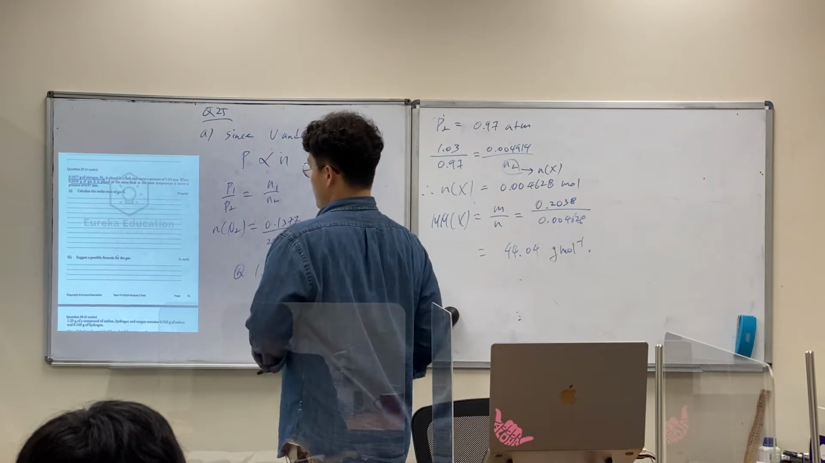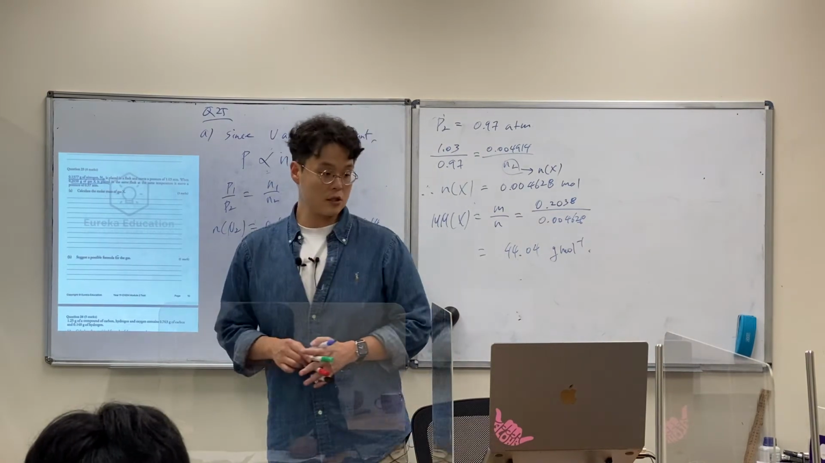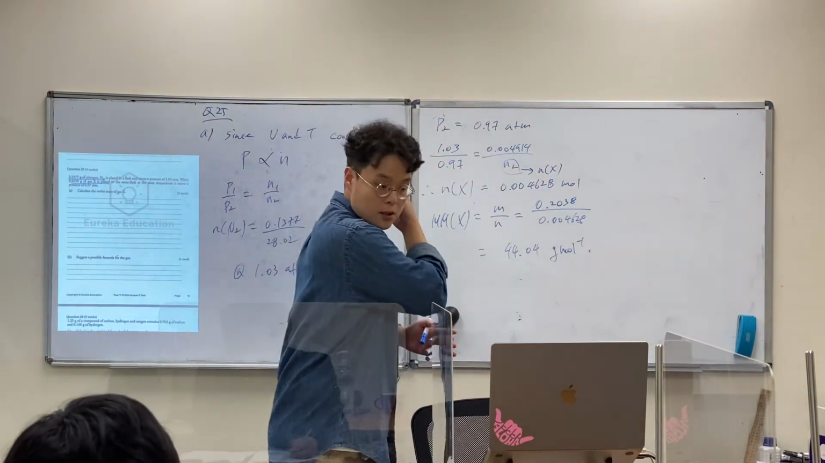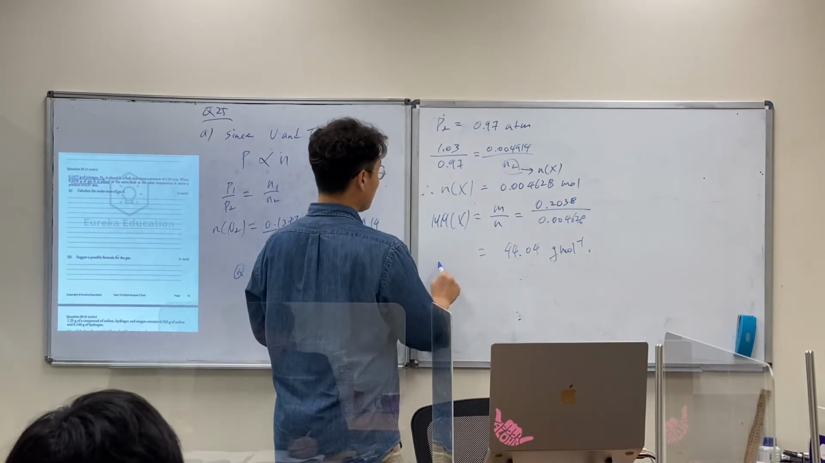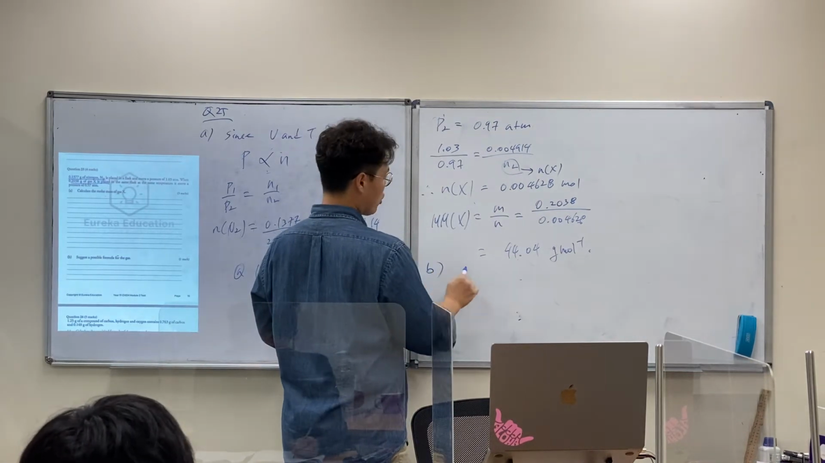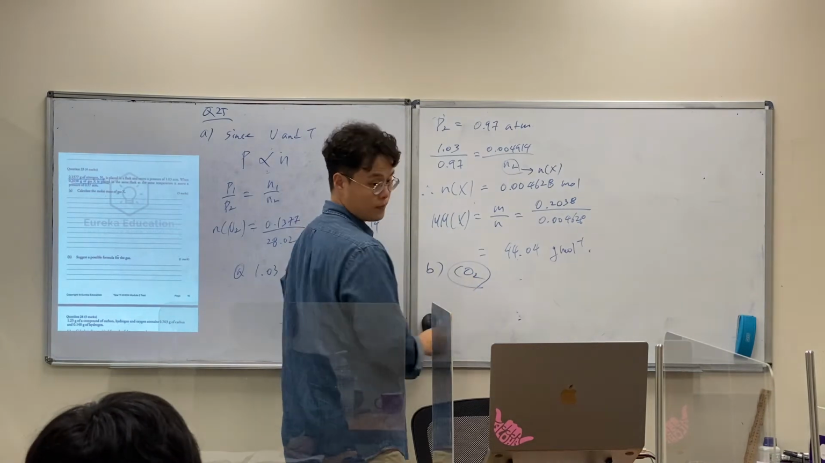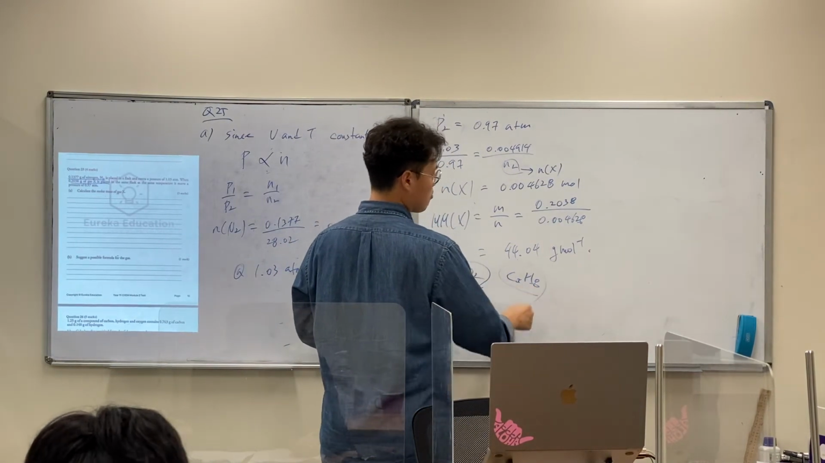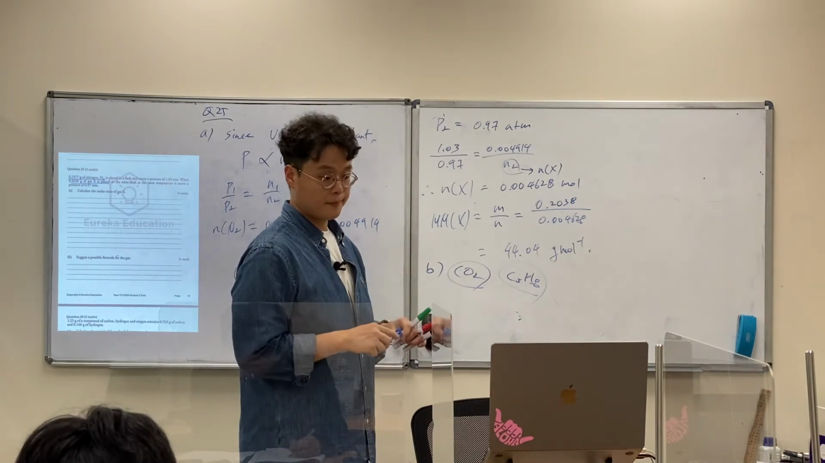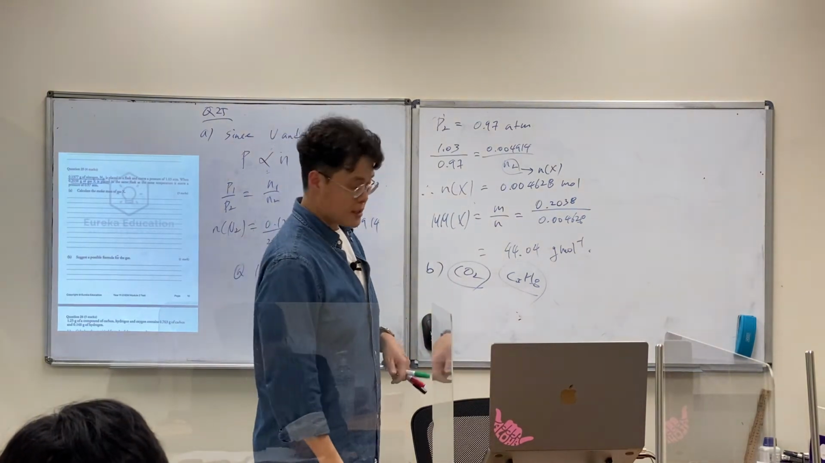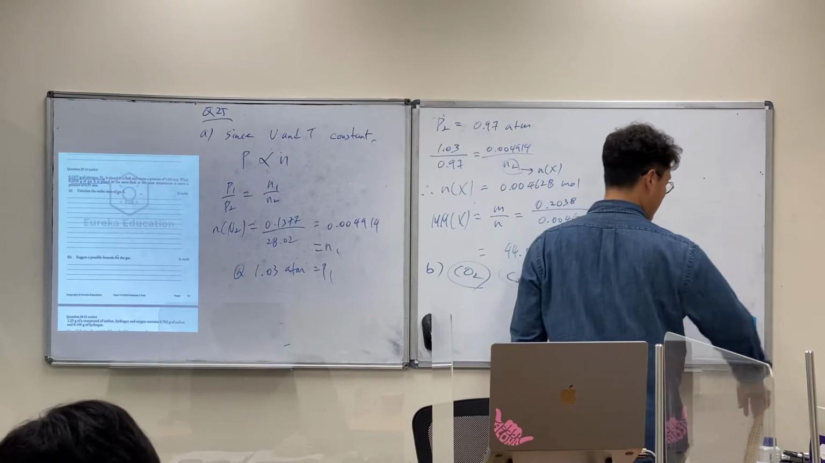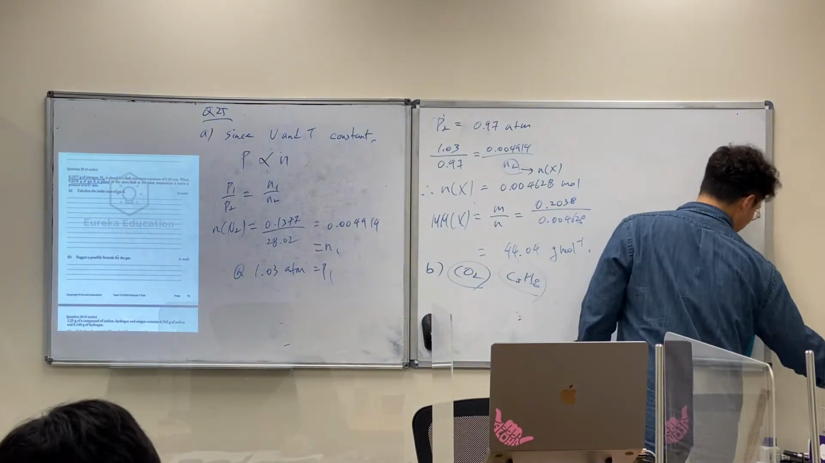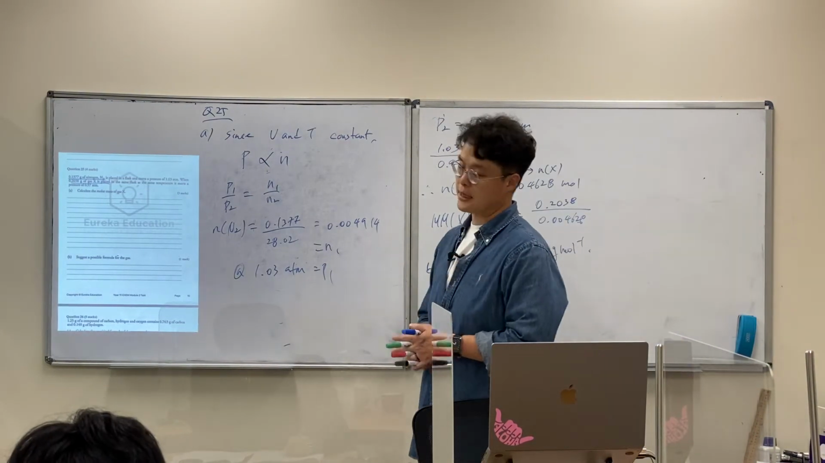B, suggest a possible formula for the gas. So as we know, X should be determined using the molar mass. It could be either CO2, or it could also be propane, C3H8. There are various. As long as they match the molar mass value, yep, you get the correct answer. So there are some ranges for this answer.